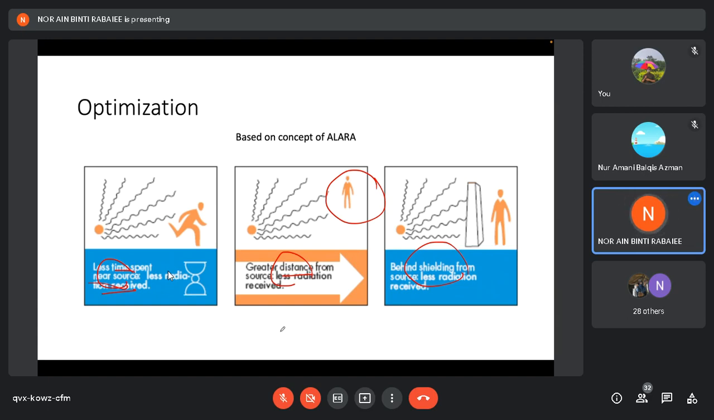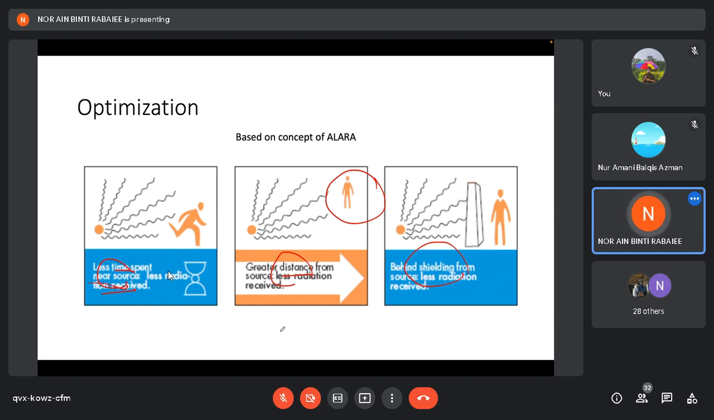So for the mobile X-ray, the principle is the minimum distance: if you stay close to the patient or to the modality or X-ray machine, the distance should be within 2 meters. If you stay more than 2 meters away, it means you are at a great distance from the radiation. Okay, the second concept is shielding.